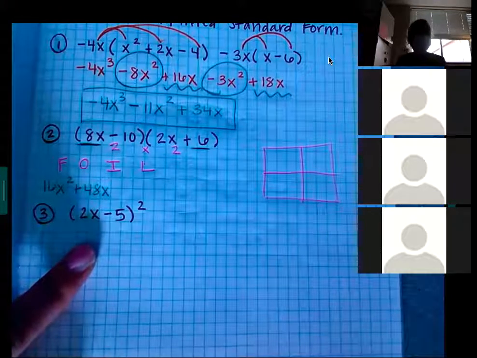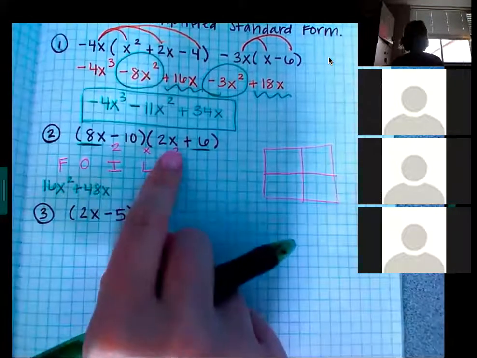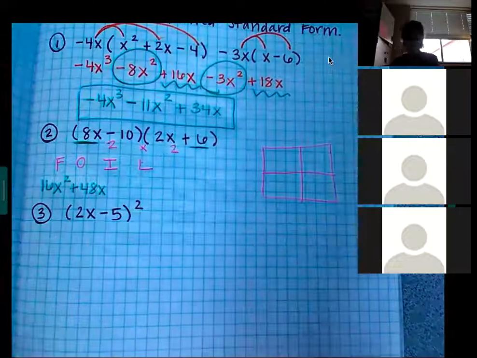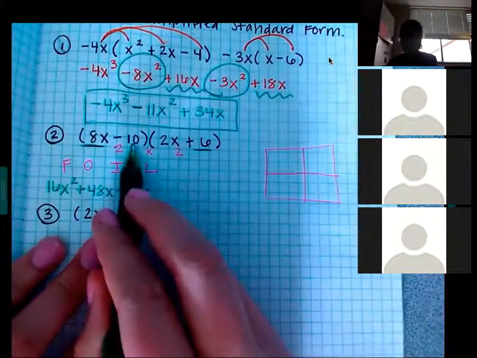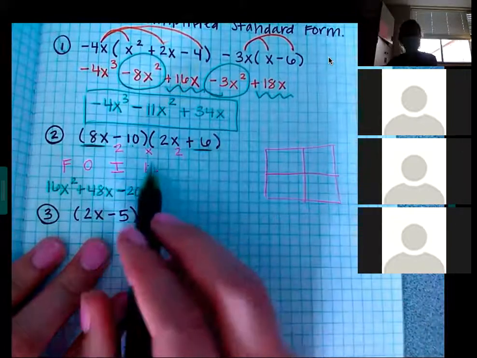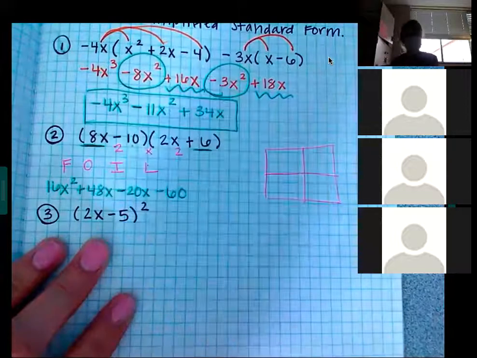The inside terms, what's closest together in the center? Negative 10 times 2x. What's that? Negative 20x. Good. And then negative 10 times 6. Those are the last ones. So negative 10 times 6, negative 60.